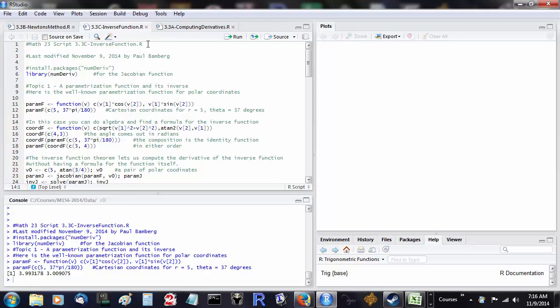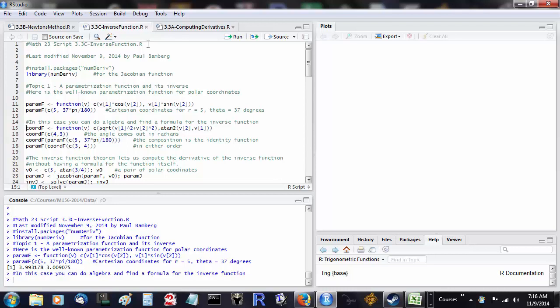Things are working fine. Now in this case, it's possible to do algebra and find a formula for the inverse function, which you probably already know. This function is appropriately called a coordinate function. This is a function that, given values of x and y in the plane, specifies the values of the parameters, the polar coordinates r and theta, that will give us that point.